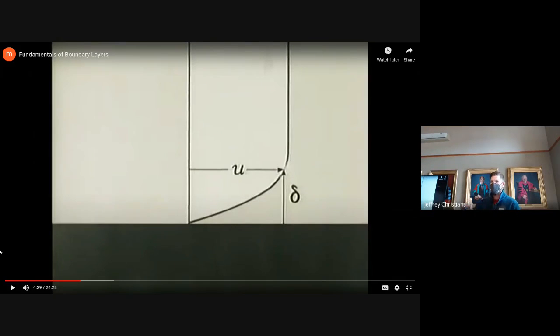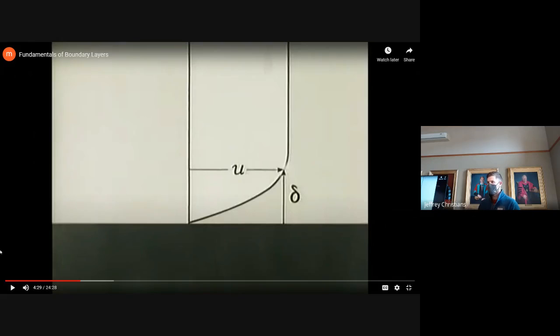Okay, so it's going to look something like this. If you looked at the velocity, it's going to be slowest near the wall, and then far away, you haven't really felt any of the effects yet. And this region where you're slowed down by the wall is the boundary layer.